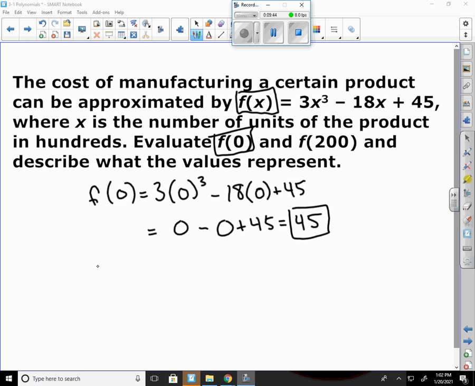To find f of 200, same thing really. I'm just replacing the x with 200. So that's 3 times 200 to the third power minus 18 times 200 plus 45.